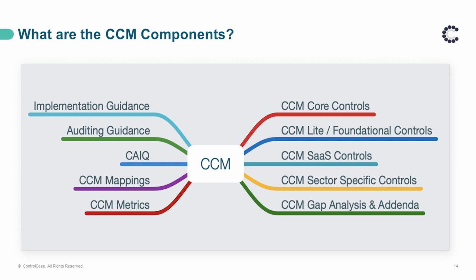So for instance, we have a mapping to ISO 27001, to the AICPA trust services criteria. We have a mapping with the NIST cybersecurity framework, which we are going to publish very soon. We have a mapping with NIST Special Publication 800-53 and many others.